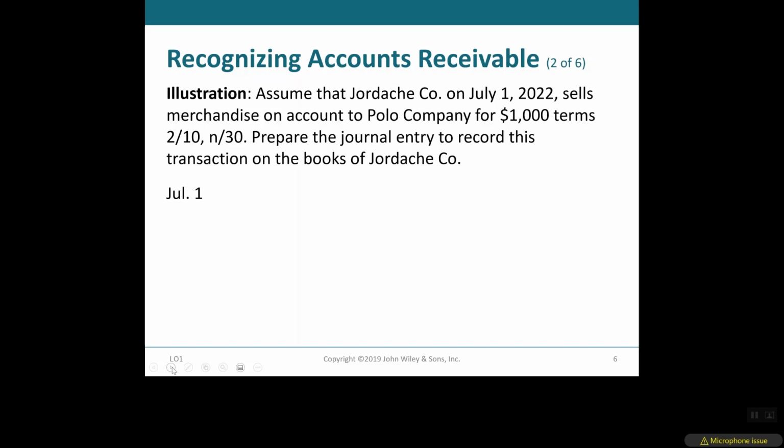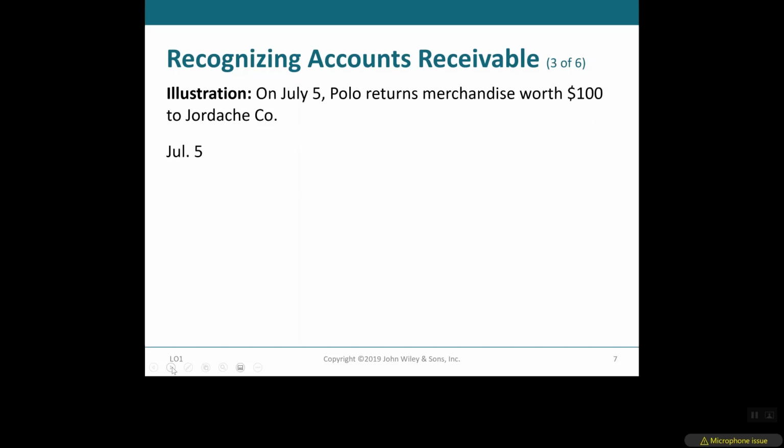Assume that Chapter Company on July 1, 2022 sells merchandise on account to Polo Company for 1,000, terms 2/10, n/30. Prepare the journal entry to record this transaction on the books of Chapter Company. So we have July 1, accounts receivable 1,000, sales revenue 1,000. All right, so the increase in our asset is 1,000 and the increase in revenue is 1,000.